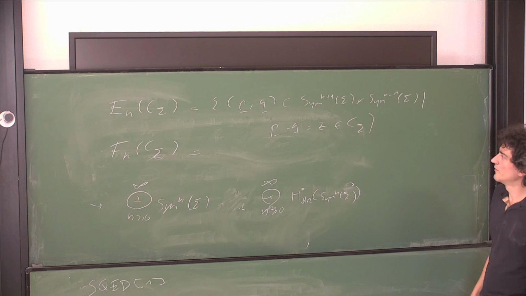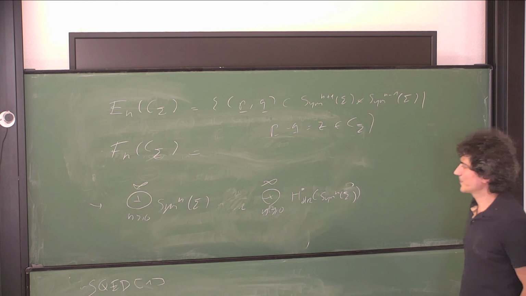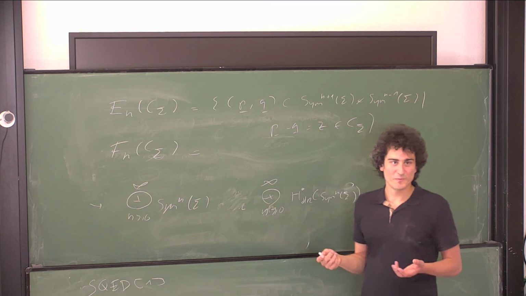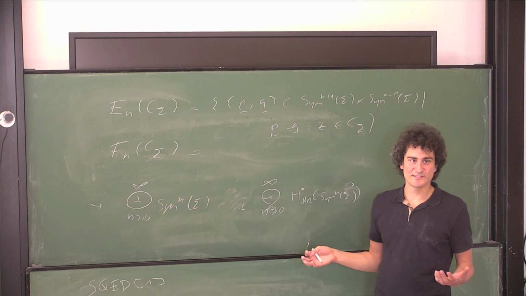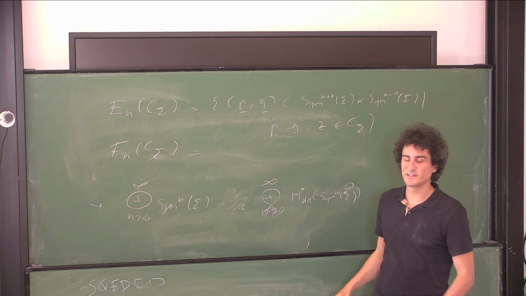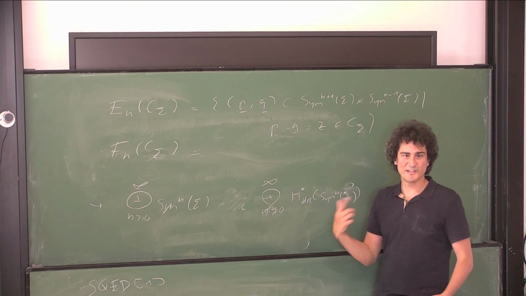Sorry, I didn't understand. What is this E_n and F_n? So these are supposed to be the actions of the monopole operators and their descendants on this particular vector space of states that is given by symmetric products. So they are operations that create and annihilate vortices along cycles on sigma.